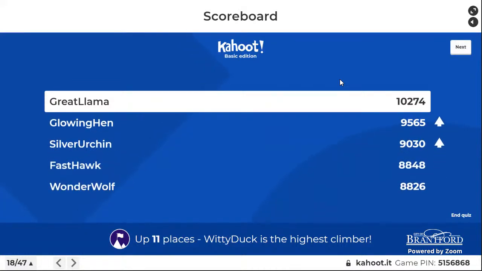Checking out the leaderboard again. It looks like Great Llama knew that answer, probably has been to Caravana, and then looks like Glowing Hen and Silver Urchin aren't that far behind. So definitely a close race. It's anyone's game.